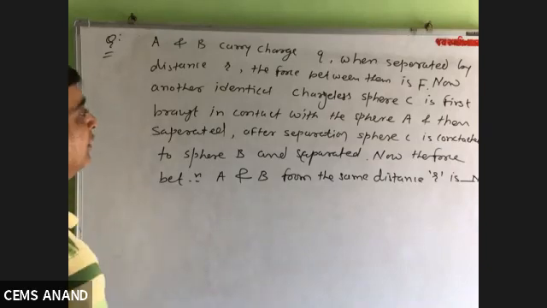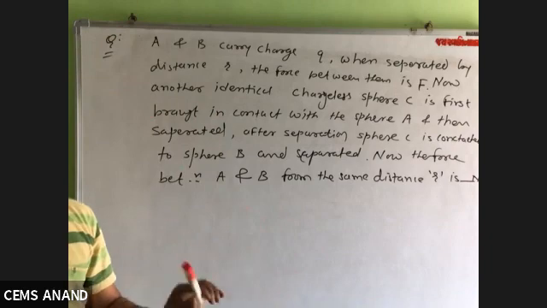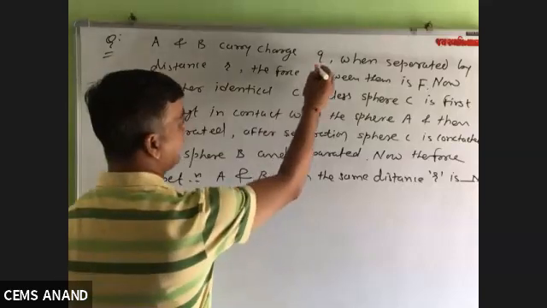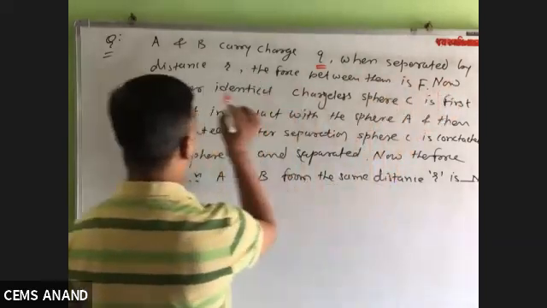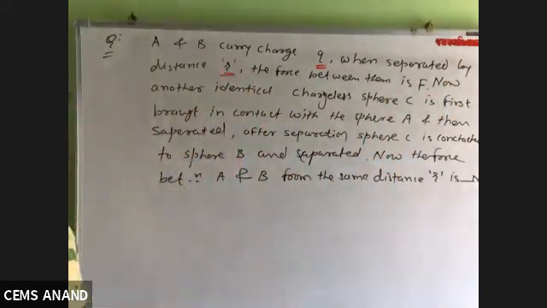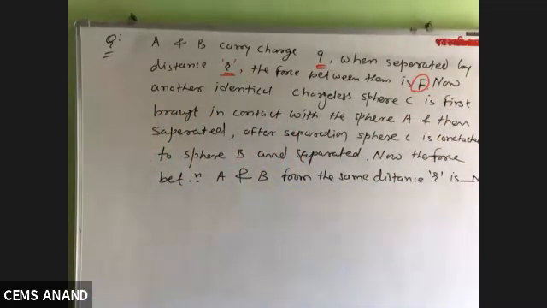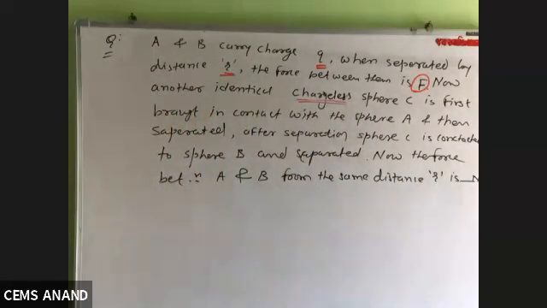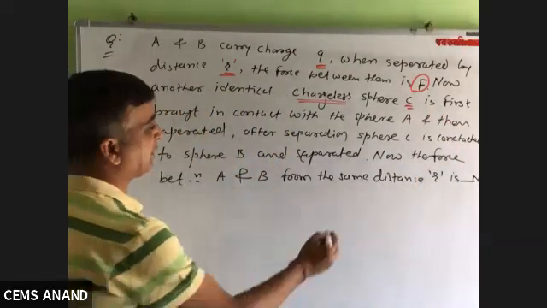Let me recall the question. Two identical small spheres A and B carry same charge Q. The value of charge given to us is Q. When separated by a small distance r, then the force between them is F. Now, another identical chargeless sphere, mind well, the next sphere given to us is chargeless, which is C, is first brought in contact with the sphere A.